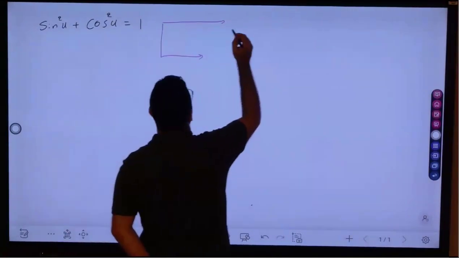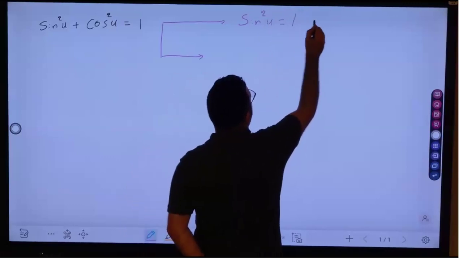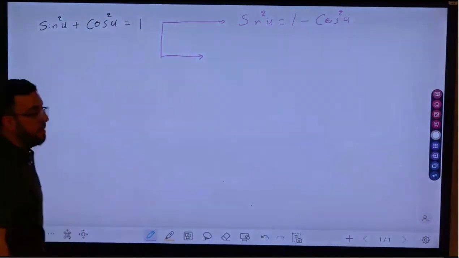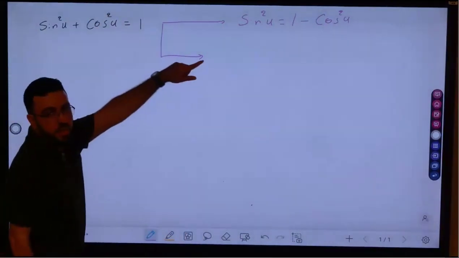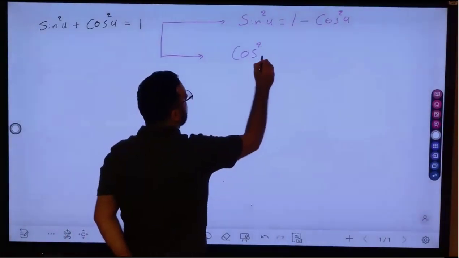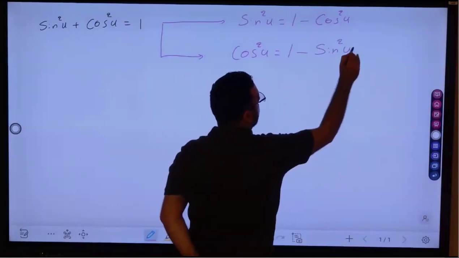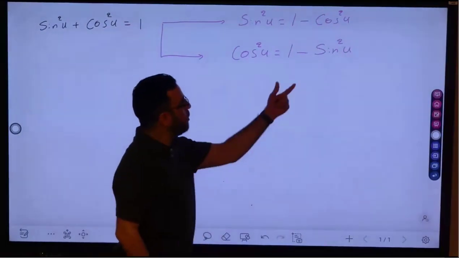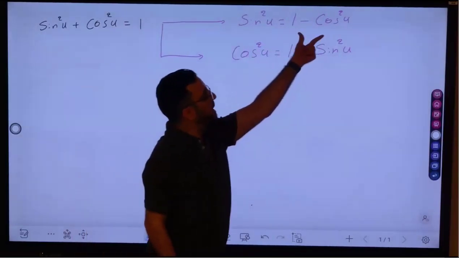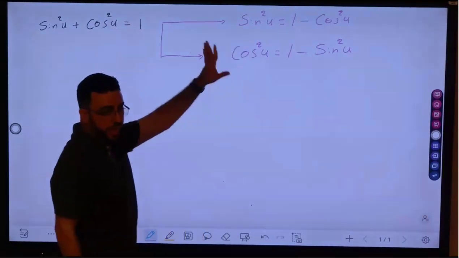can I say sine square of u equal 1 minus cosine square of u? Yeah, that means moving the cosine to the other side. And I can say at the same time, cosine square of u equal 1 minus sine square of u. So always when you have 1 minus sine square u, you can say it's cosine square u. 1 minus cosine square u is what? Sine square u. You got it?